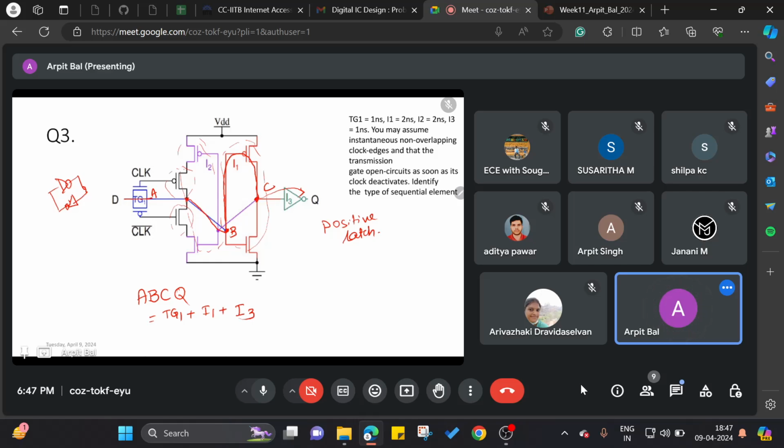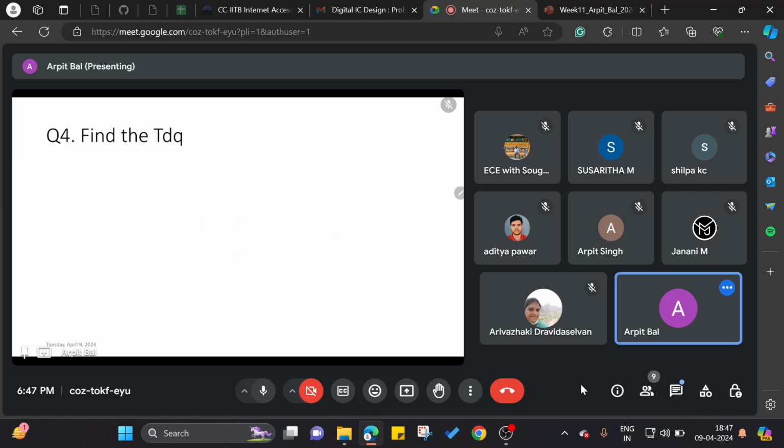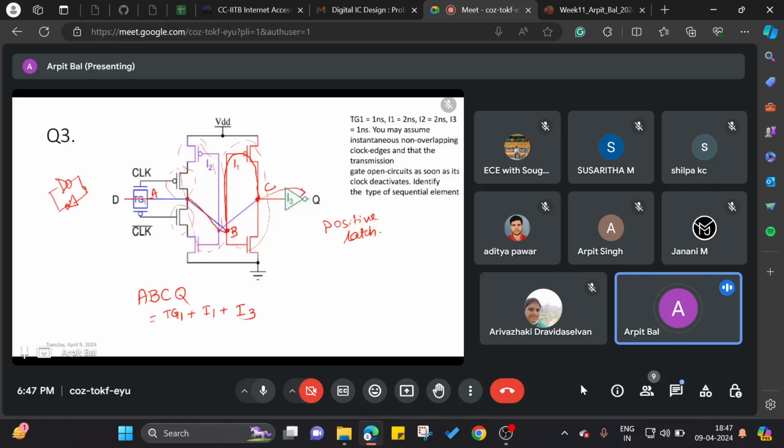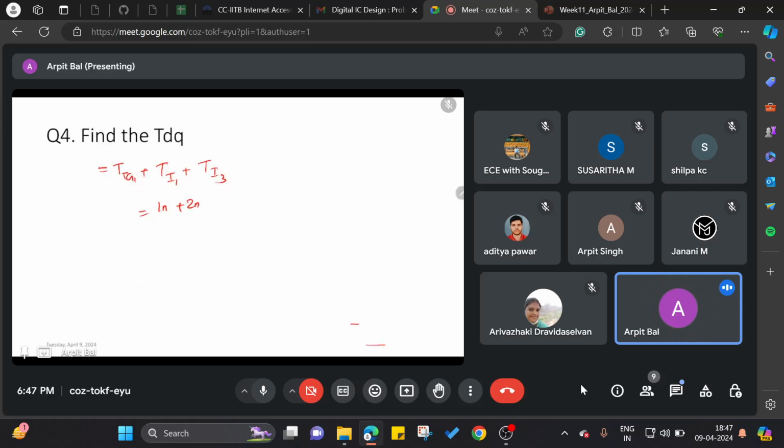So my TDQ will be T of TG1 plus T of I1 plus T of I3. What is the T of TG1 given to me? 1 nanosecond. So 1 nano plus TI1. TI1 is 2 nanosecond and TI3 is 1 nanosecond. So 1 nano plus 2 nano plus 1 nanosecond, that is 4 nanoseconds.